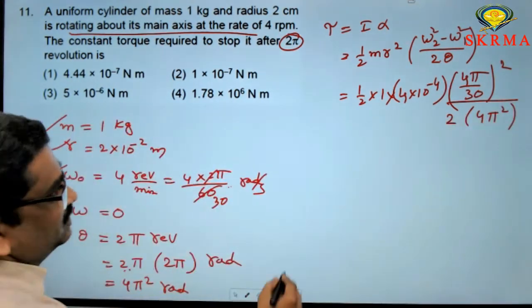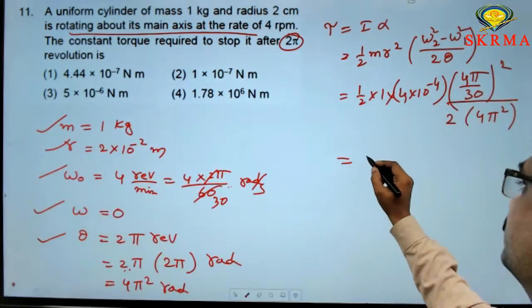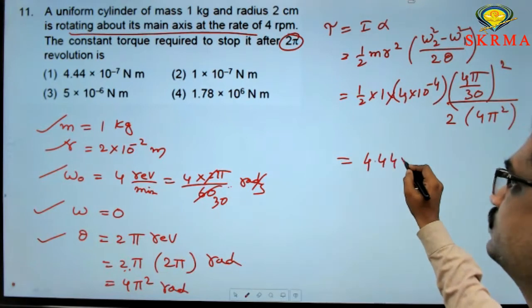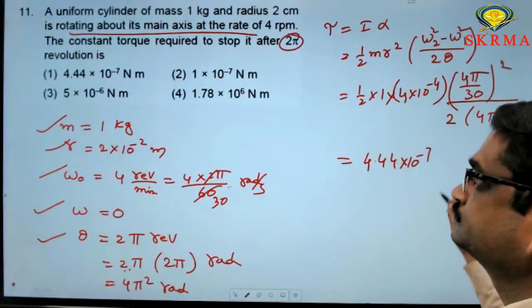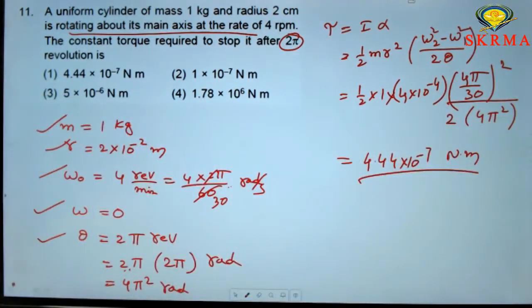Now solve this one further. Just direct substitution, direct solve only. Solve this further, then you will get 4.44 into 10 power minus Newton per meter. Next.